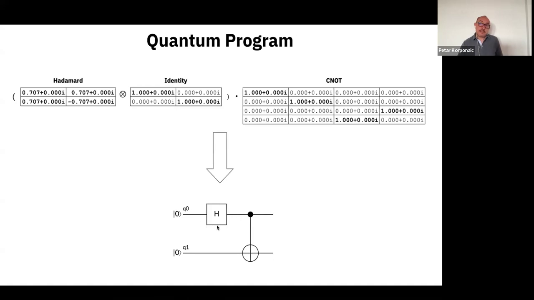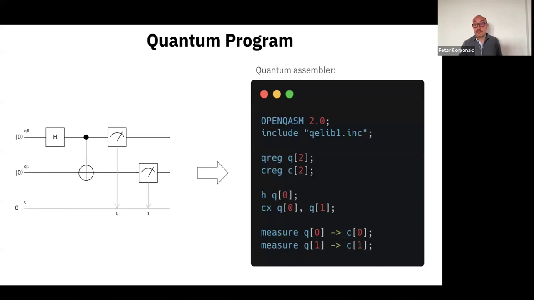Now these circuits are handy for us humans, but not handy for machines. We can draw this circuit, but in order to enter it into a computer, we need some quantum programming language. There are multiple quantum programming languages. One low-level quantum computing language is the quantum assembler, named OpenQASM, and OpenQASM is a way to express these diagrams programmatically.